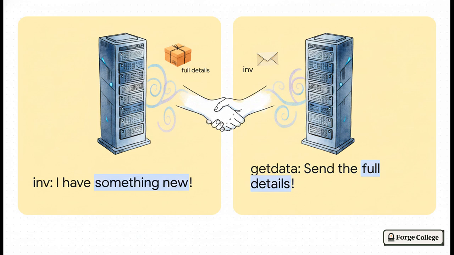Instead, they use this incredibly polite two-step handshake. It starts with an inv, or inventory message. It's basically tapping a neighbor on the shoulder and saying, hey, I have something new. If the receiving node hasn't seen it yet, it replies with getdata, which just means, okay, send me the full details. It's a super elegant way to prevent redundant transfers.